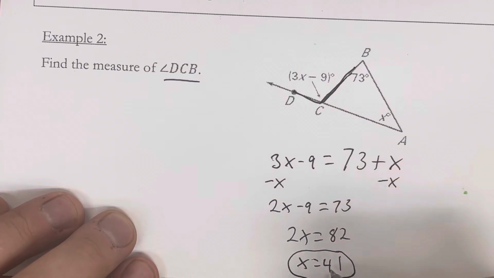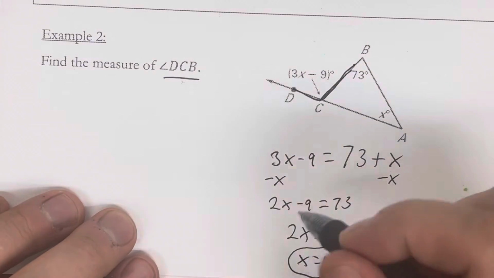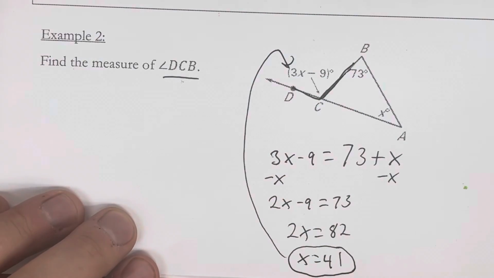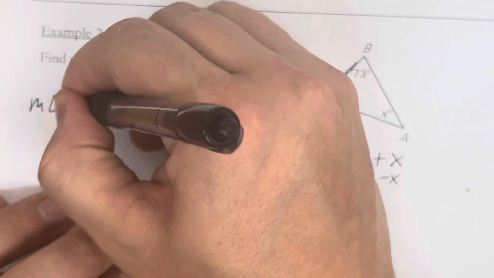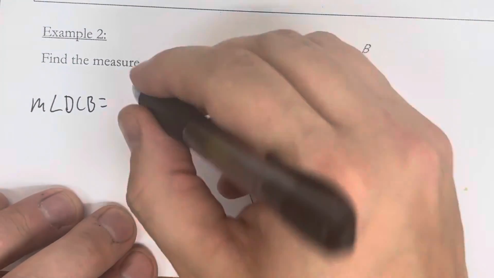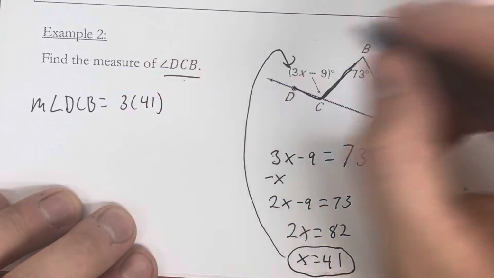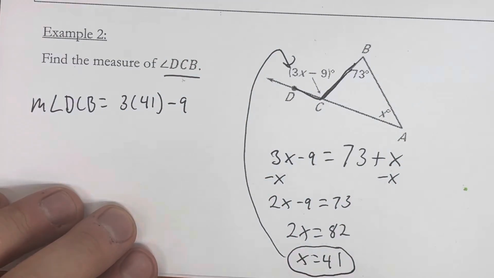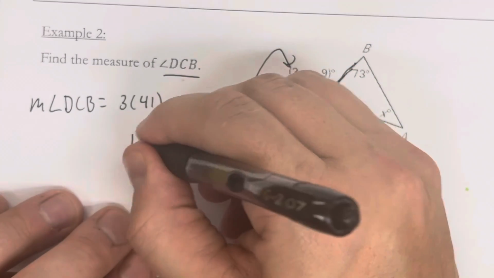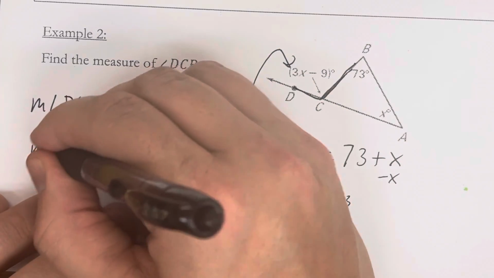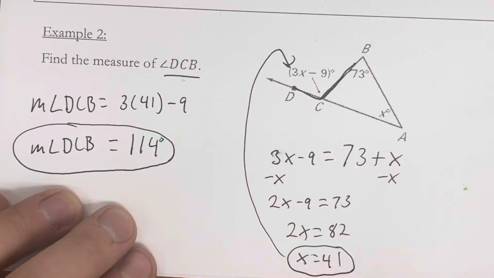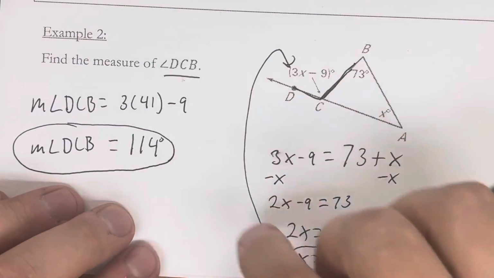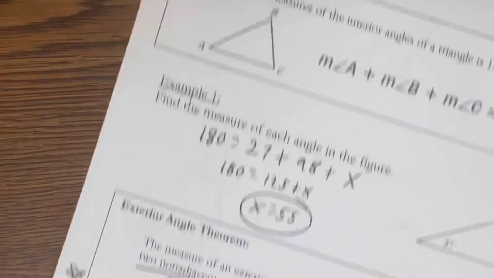So I found x. The question, however, said to find DCB, so I have to plug x back in. Okay, we're going to have to plug it back in to figure out what the angle is. So the measure of angle DCB is equal to 3 times 41 minus 9. And then we'll just calculate that out. I used a calculator and got 114 is equal to the measure of angle DCB. And that is in degrees. So make sure you read the question. You might have to find x. You might have to plug it back in.